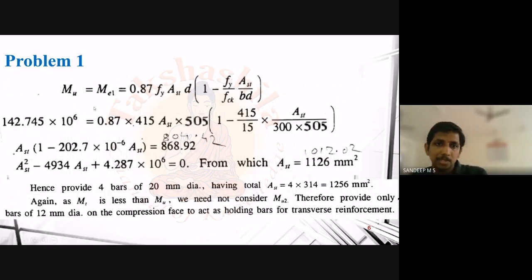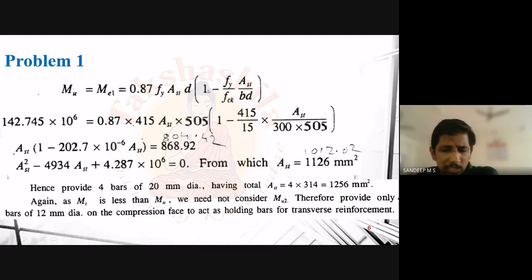Now basically we are going to design the reinforcement at the tension face. We are using this ME1, M effective, because we are considering the torsion also in this case. We are designing it as an under reinforced section, so ME1 is equal to 0.87 Fy AST D into 1 minus.